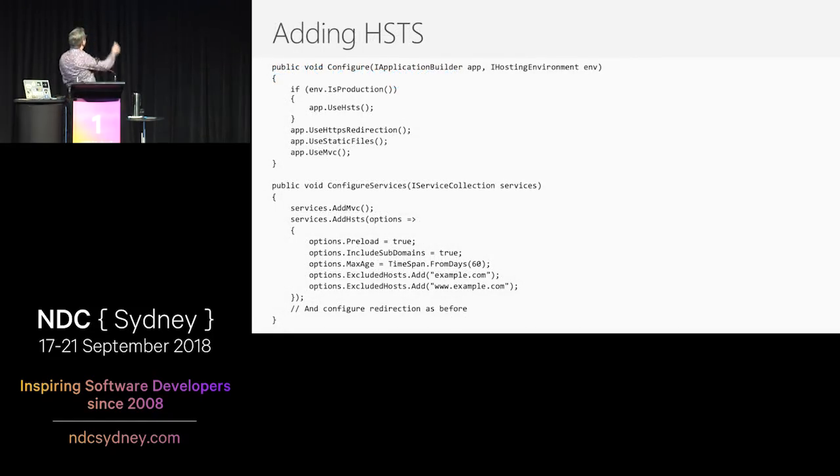So we add it here using app.use HSTS, and then we set a bunch of options. Preload is where you can say that your site is in the preload list, includes subdomains, max age, and we exclude hosts and a bunch of other stuff. HSTS will not work on localhost.